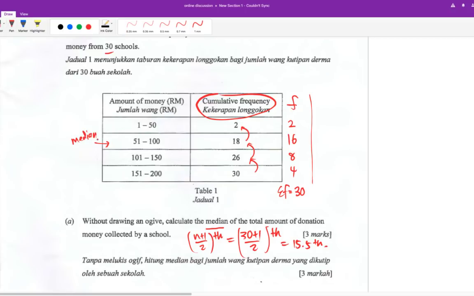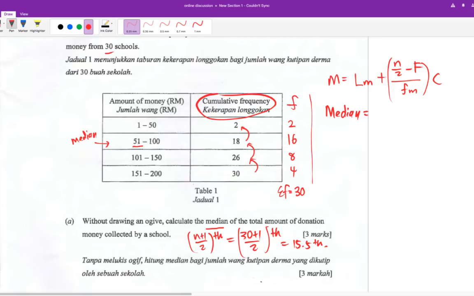Then you should know the formula for the median. The formula is the lower boundary of the median class, plus n, the total number, divided by 2, minus the cumulative frequency before the median class, divided by the frequency of the median class, multiplied by the class width. I will show you how to substitute everything. This is median, not mean. Basically, the lower boundary of the median class. This is your median class, right? Your lower boundary is 50.5.